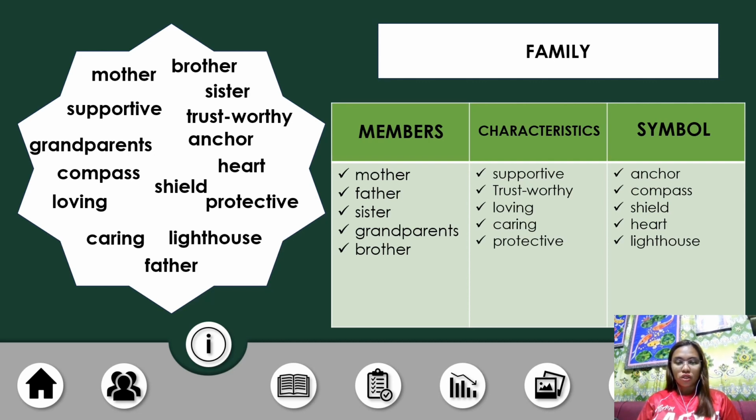And the words related to the label members are mother, father, sister, grandparents, and brother. For the characteristic, the words related are supportive, trustworthy, loving, caring, protective. And for the last label, symbols, the words related to this are anchor, compass, shield, heart, and lighthouse.